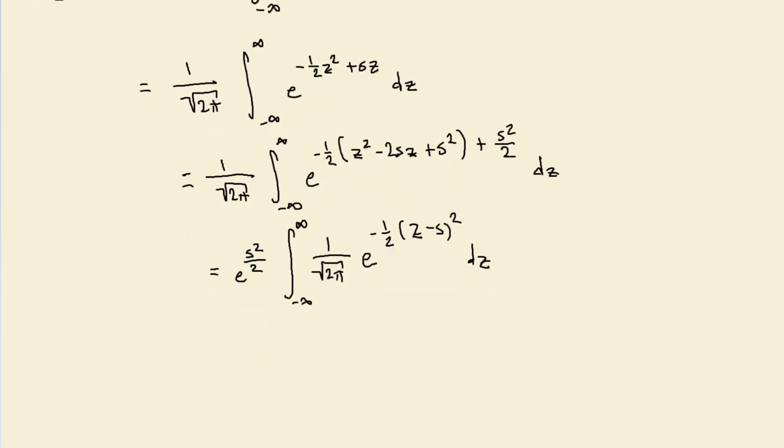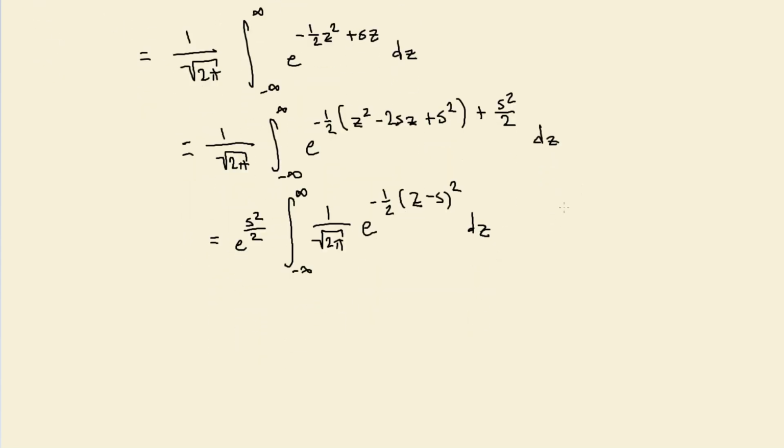And now we can solve this very quickly by just using u substitution. If we say that u is equal to z minus s, then du is going to be dz. And so we can just sub this in directly. And I'm sure you'll agree, if you look at the bounds of the integral, as z goes to infinity, u is just going to go to infinity as well, and the same is true for negative infinity. So these bounds aren't going to change. And so we're going to have e to the s squared over 2 times the integral from negative infinity to infinity of 1 over the square root of 2 pi times e to the negative 1/2 u squared du.